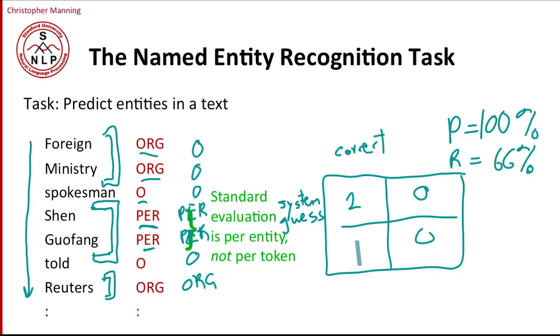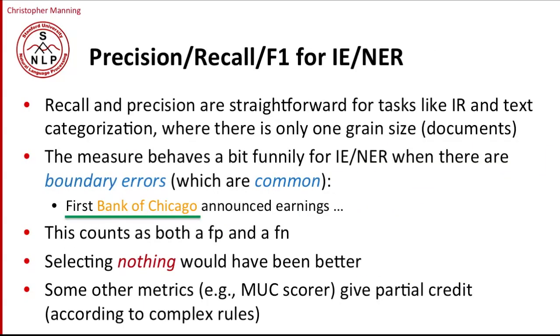But when we get into the details, it gets a little bit trickier than that. So the problem is that recall and precision are straightforward for tasks like web search, information retrieval, or text categorization, where there's only one grain size that you're putting a classification on a document. But in this case, what we're doing is putting classifications on subsequences of words. And the precision, recall, and F measures actually behave a bit funnily when that happens. So here's an example to give you a good sense of the problems which actually occur commonly in systems.